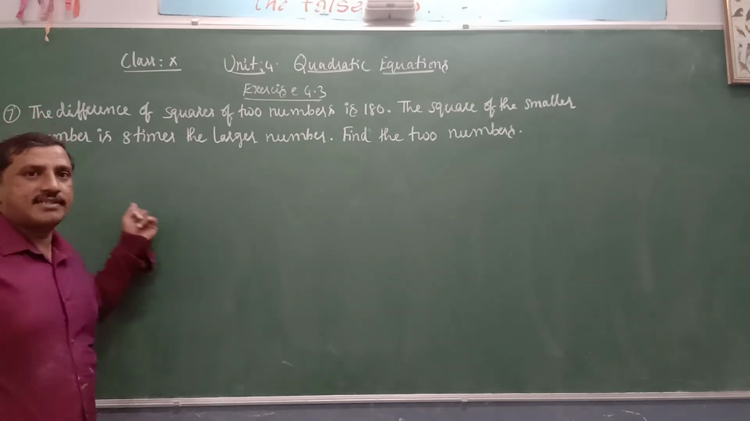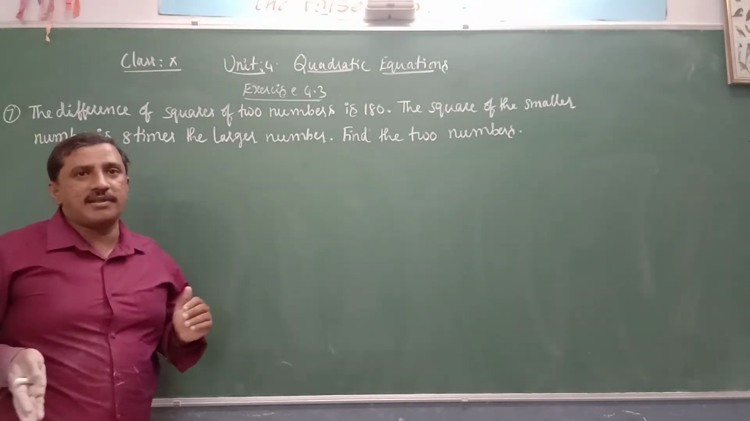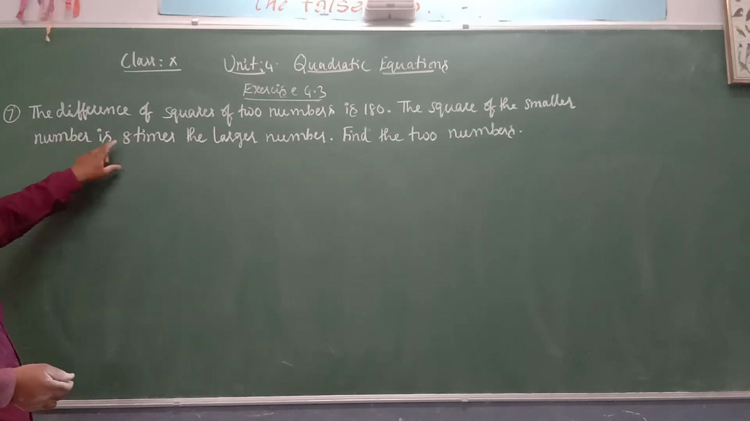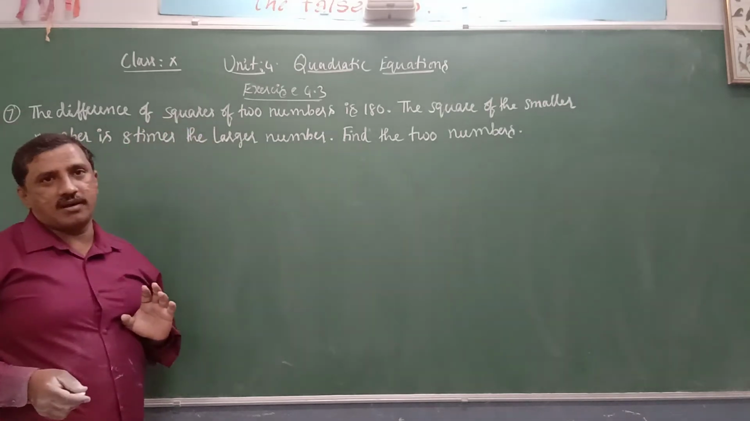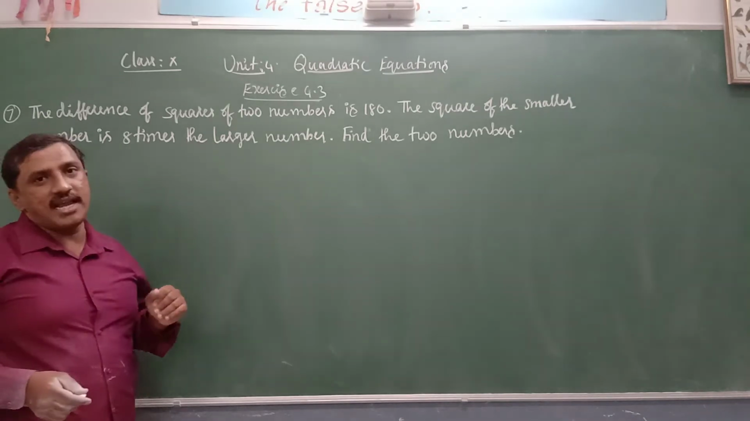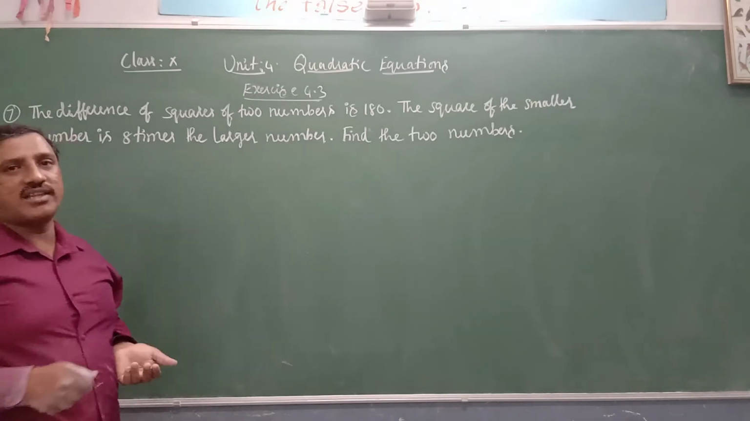Now we'll discuss exercise number 4.3, 7th question. The difference of squares of two numbers is 180. Difference means definitely there will be one number smaller and one number larger. The square of the smaller number is 8 times the larger number. Find the two numbers. We need to find the two numbers.